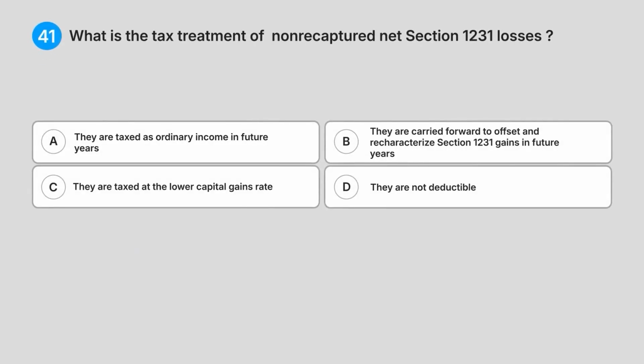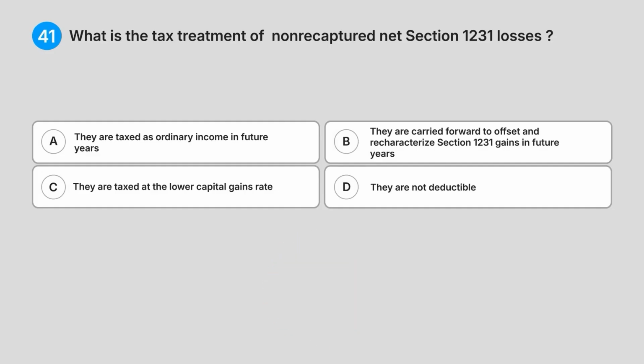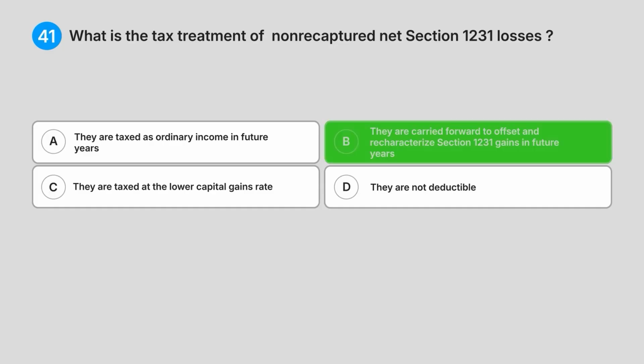41. What is the tax treatment of non-recaptured net Section 1231 losses? A. They are taxed as ordinary income in future years. B. They are carried forward to offset and recharacterize Section 1231 gains in future years. C. They are taxed at the lower capital gains rate. D. They are not deductible. Can you guess the answer? Correct answer: B. They are carried forward to offset and recharacterize Section 1231 gains in future years.